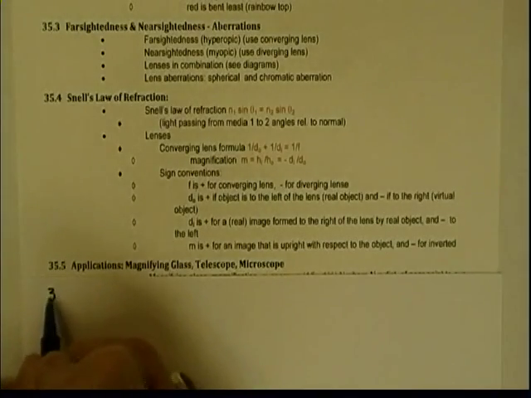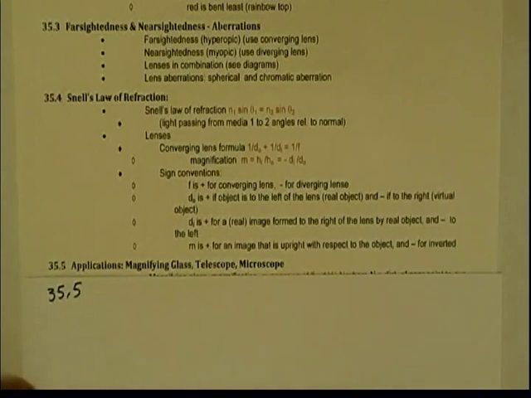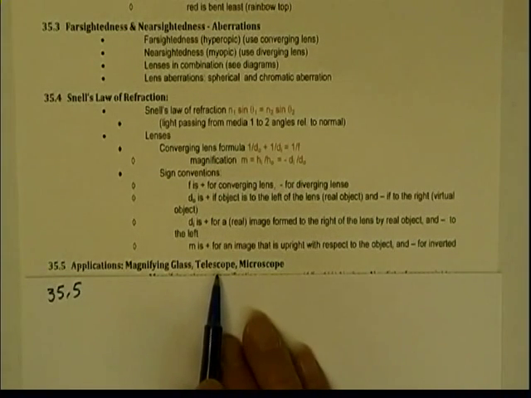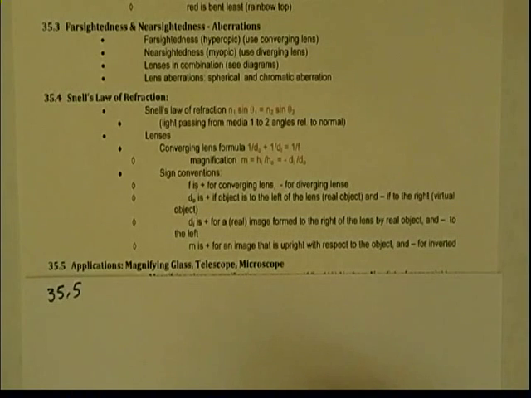This next section, 35.5, is the last section under chapter 35 on refraction of light and lenses. We're going to discuss three objects: a simple magnifying glass, then a telescope, and then a microscope. We'll see great similarities between these three.